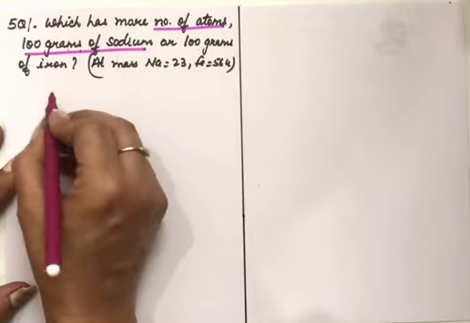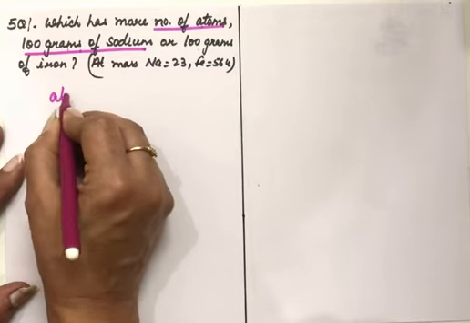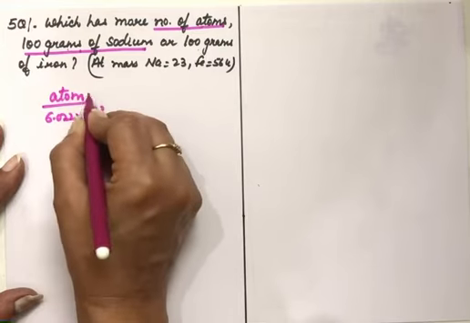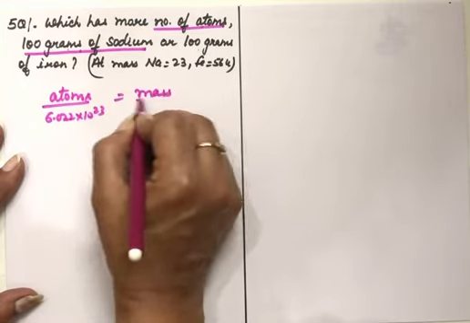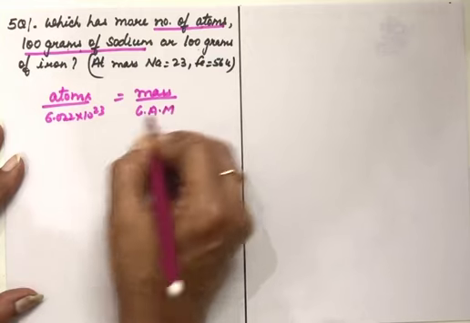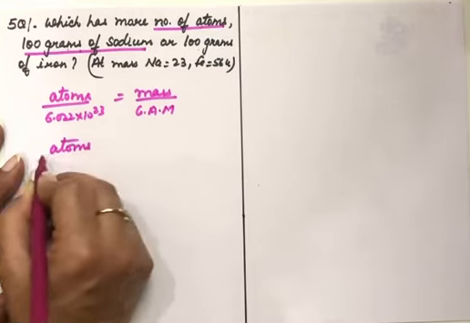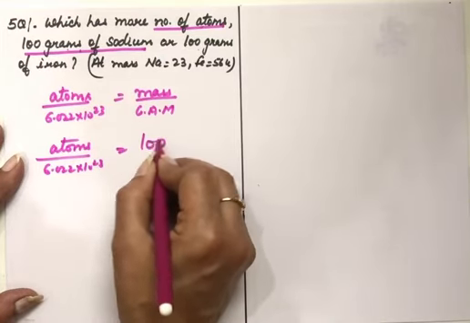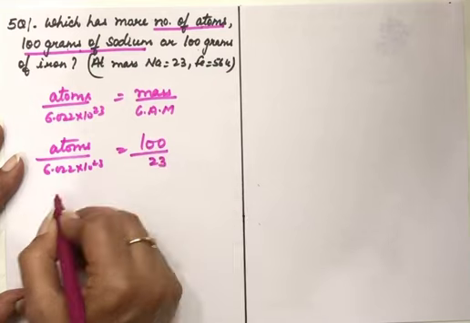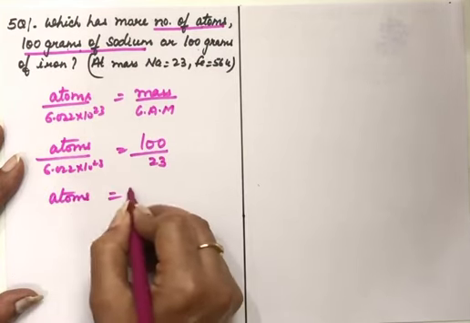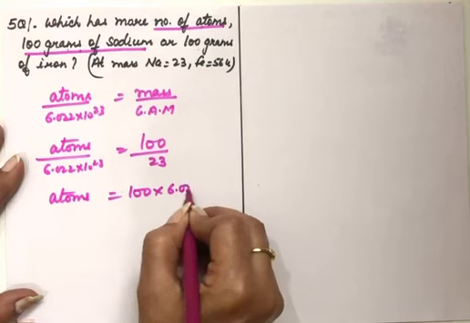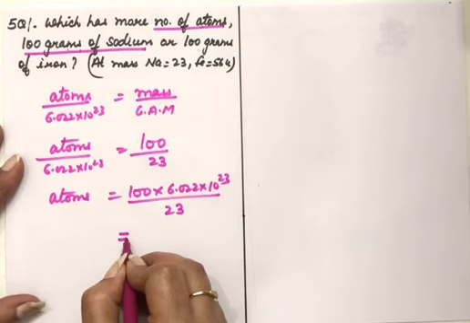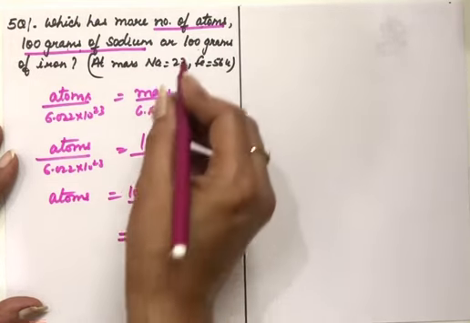The formula is again atoms upon Avogadro number is equal to mass upon gram atomic mass. Atoms we need to find out, and the mass given is 100 gram and the gram atomic mass of sodium is 23. So atoms are equal to 100 into 6.022 into 10 raised to power 23 upon 23. Solve it, and we will get the number of atoms in case of sodium.